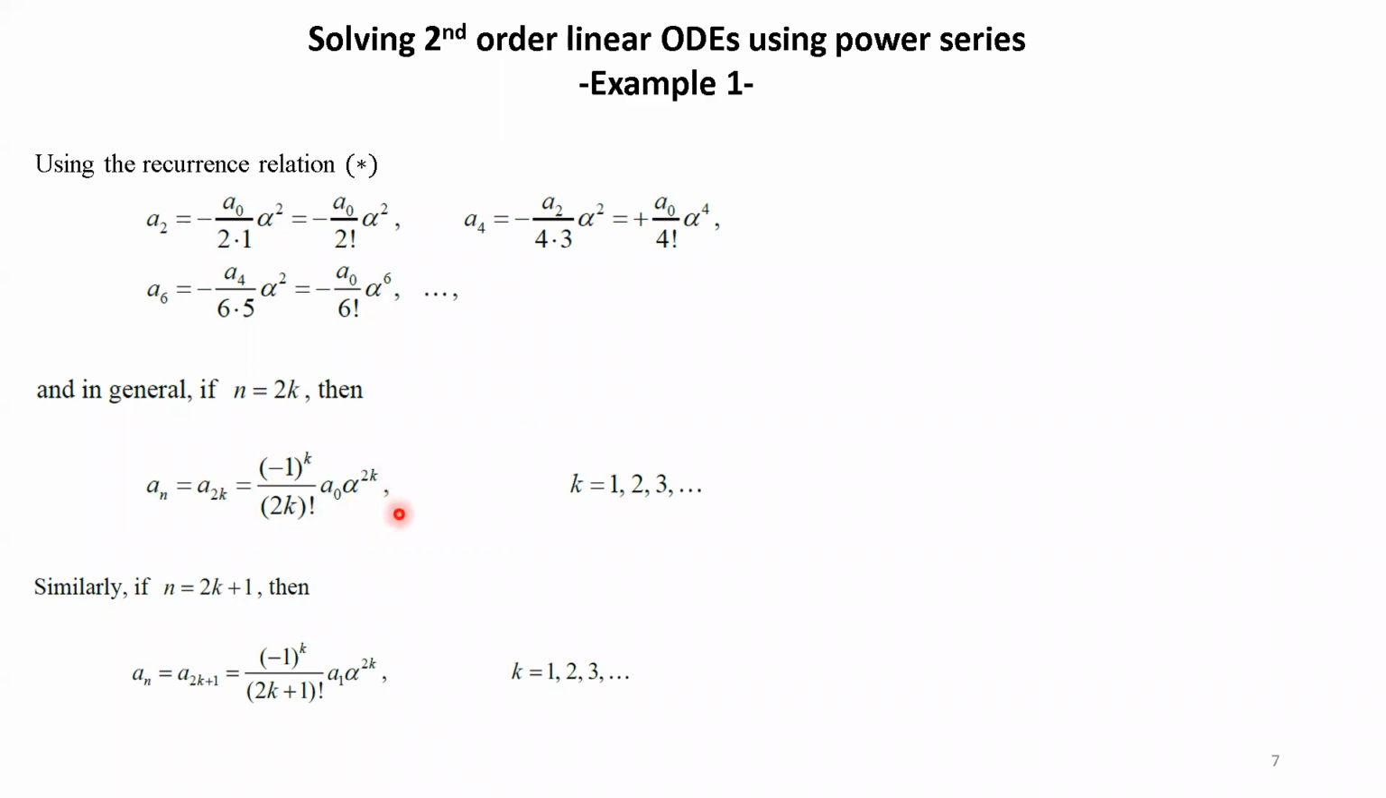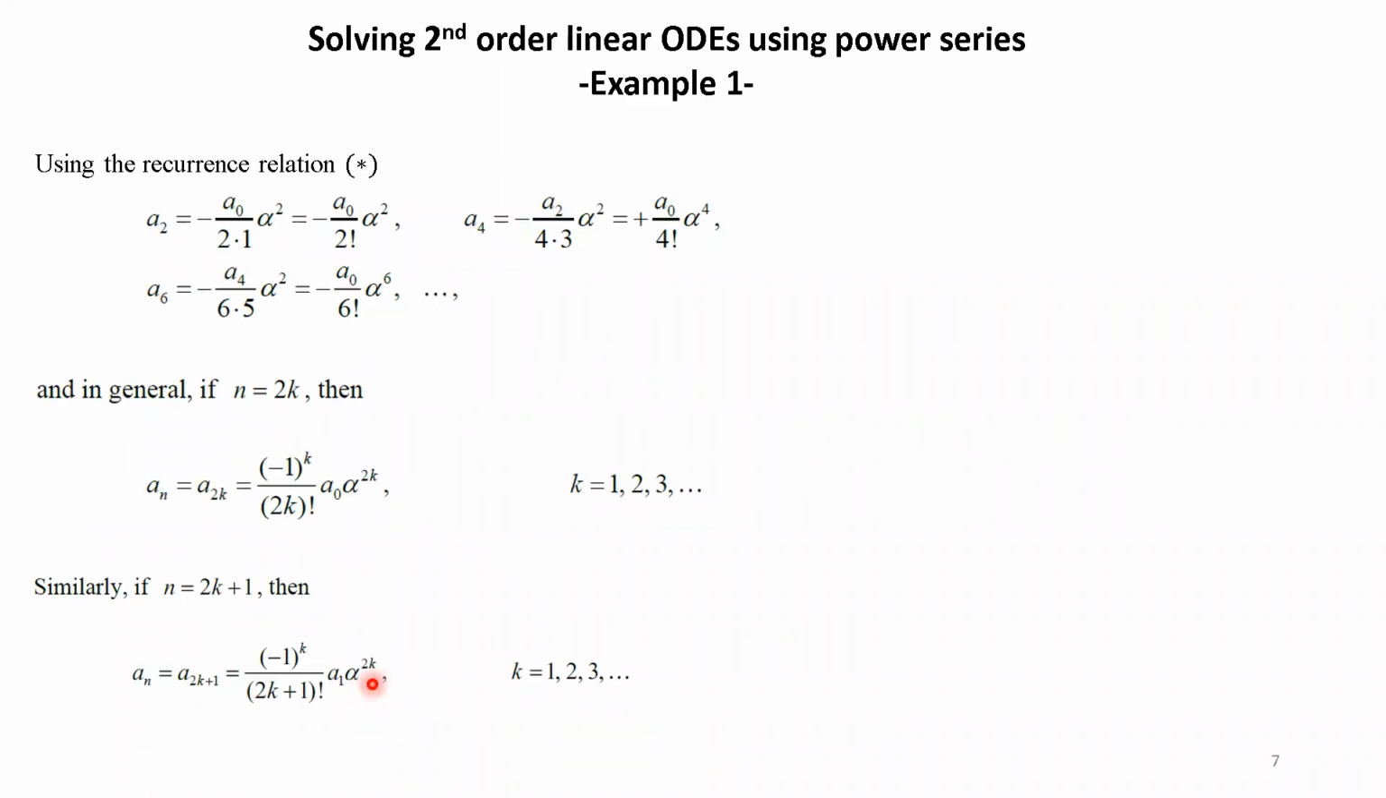So similarly, same logic, same procedure for odd numbers. So you find that this a of n is given by this expression over here. So you can see that, as I said, any even coefficient is expressed in terms of a0, and any odd coefficient is expressed in terms of a1. So that means we are done.